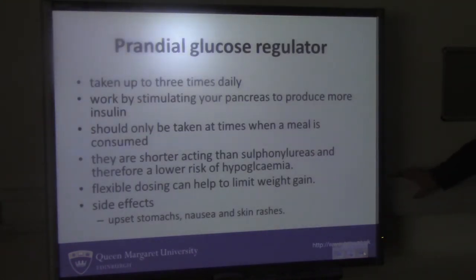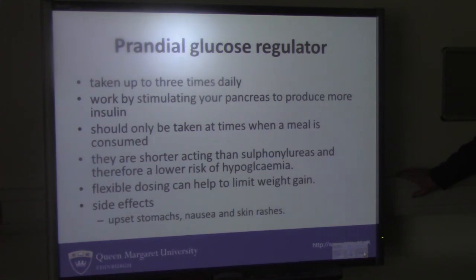The second batch are the Prandial glucose regulators, taken 3 times daily. And they work by, again, stimulating the pancreas to produce more insulin. And they're taken when a meal is consumed. So you're taking them 3 times a day, so you're probably taking them breakfast, lunch and dinner, would probably be the thing to say. And you only take it when the meal is consumed.